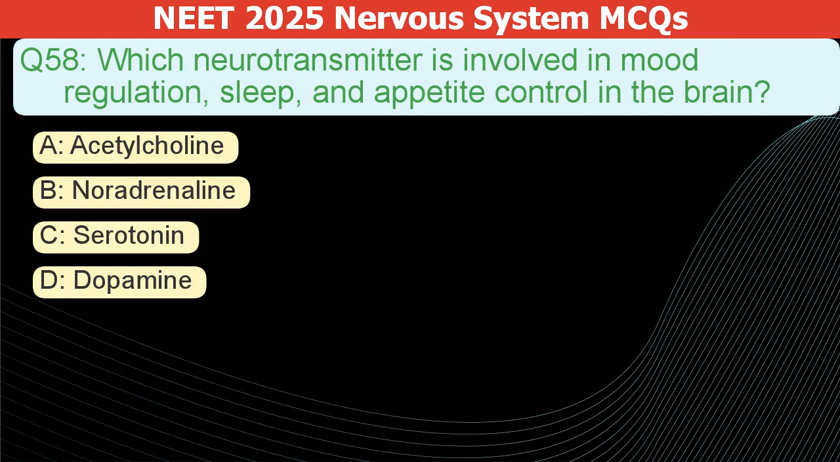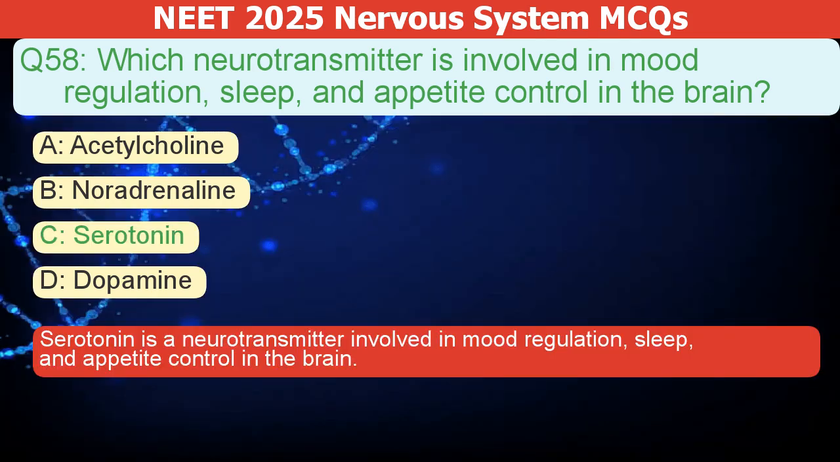Which neurotransmitter is involved in mood regulation, sleep, and appetite control in the brain? A. Acetylcholine. B. Noradrenaline. C. Serotonin. D. Dopamine. The correct answer is C. Serotonin is a neurotransmitter involved in mood regulation, sleep, and appetite control in the brain.